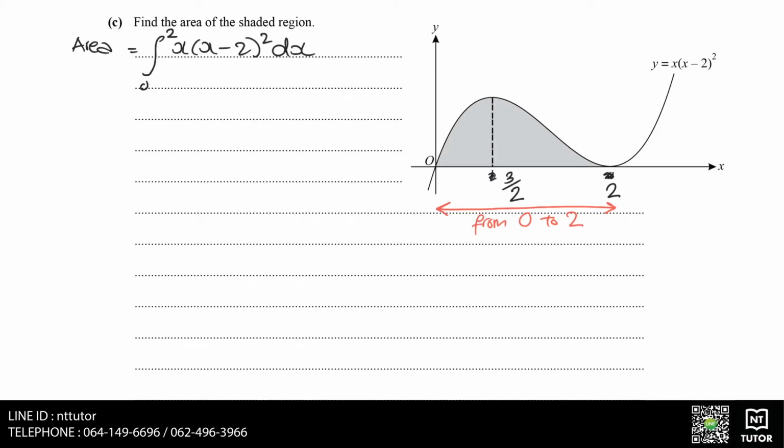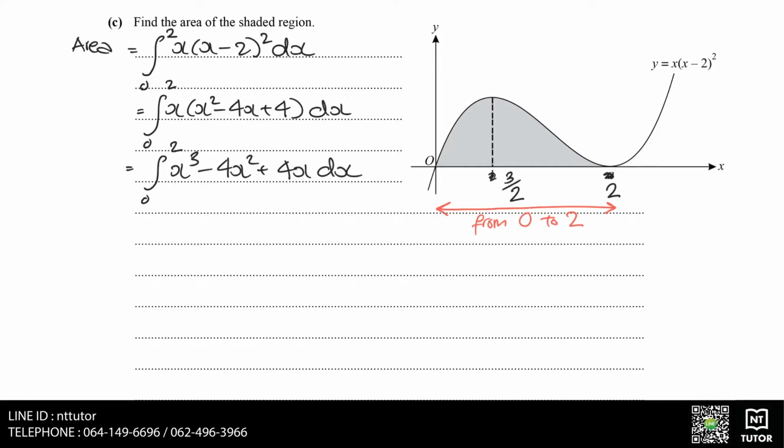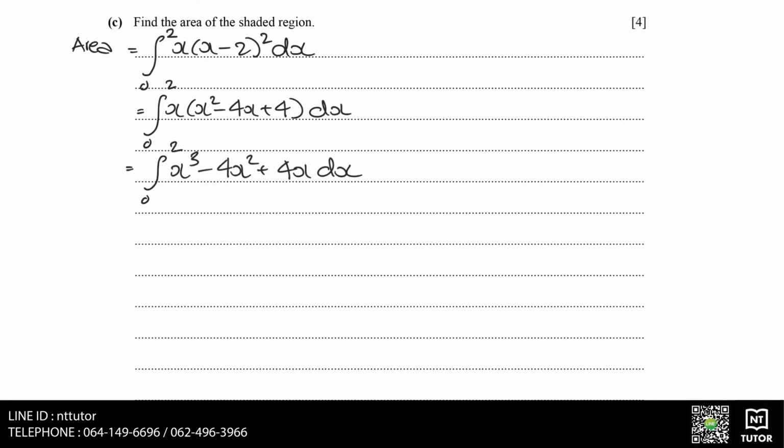It's difficult to integrate this expression as it is right now, so to make it easier for yourself, you can expand the brackets and multiply the x in. After expanding out the brackets, you can see that every term can be integrated by using the standard method of adding 1 to the power and dividing by that new number.